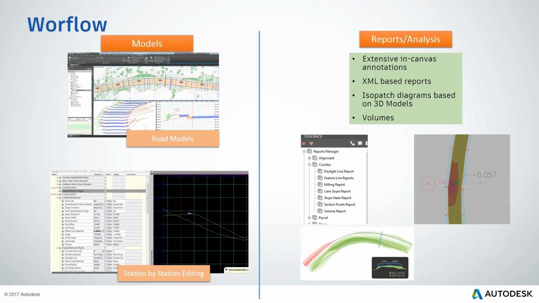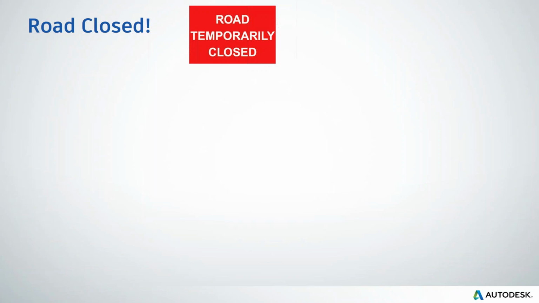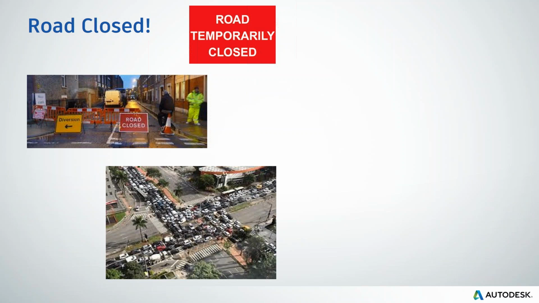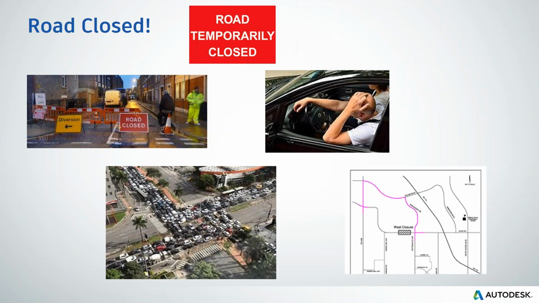So all these things we can do. Let's have a look at planning, what we can do with planning. As I mentioned, if the road is closed, there are consequences. The consequences are traffic jams, especially in urban areas. It means not very happy drivers, and not only drivers, but also pedestrians, etc.